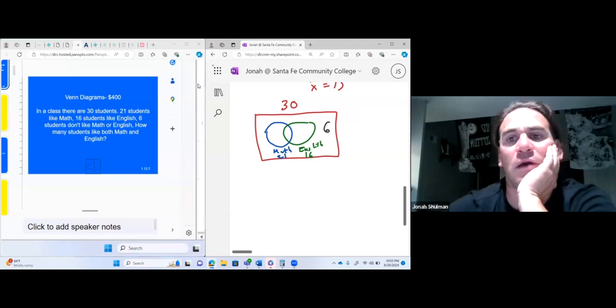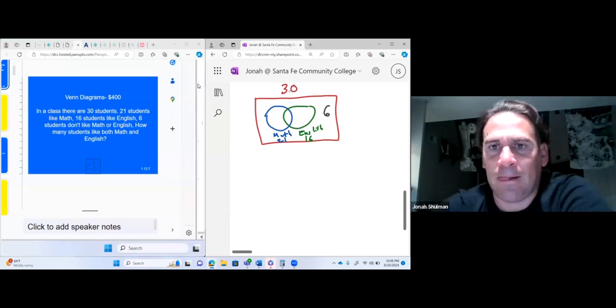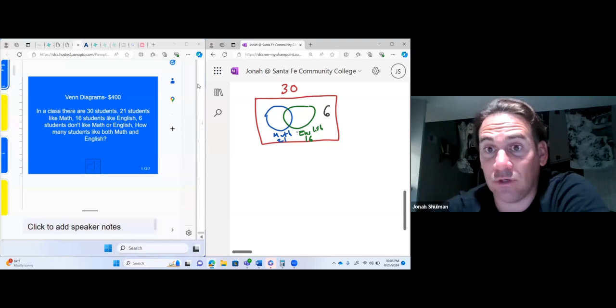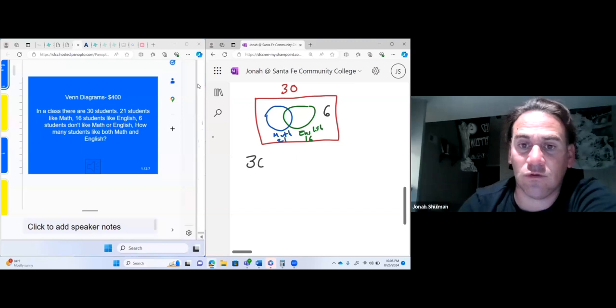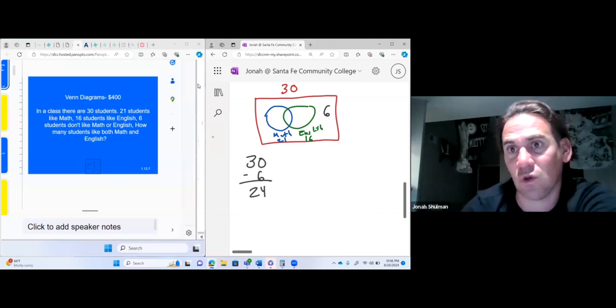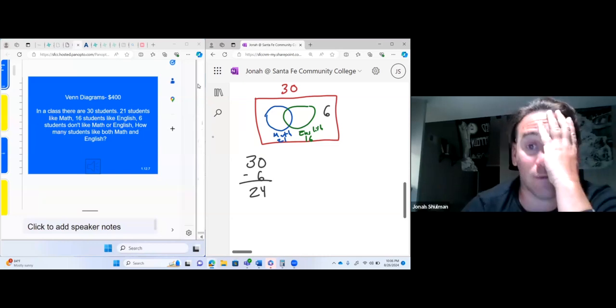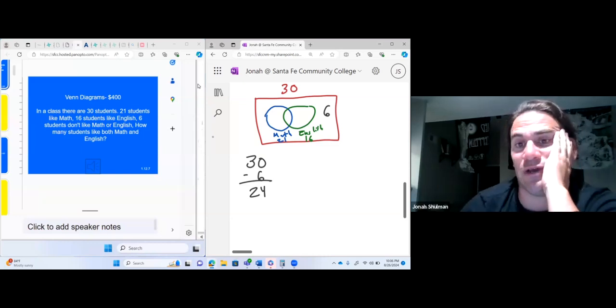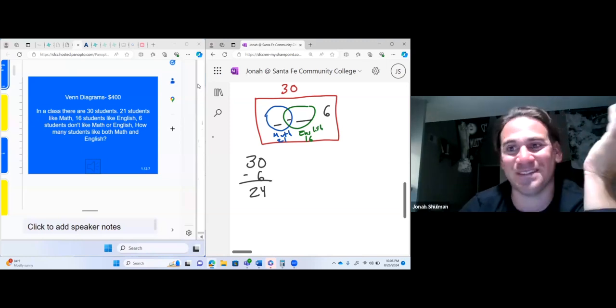So pretty much when you see a problem like this, this is what we have. I know this whole red box has to equal 30, and 6 are left out of these two circles. So my first step is to take that 30 total and minus 6. That's going to give me 24 to play with. That means this whole thing has to equal 24. The reason why it's tricky is we don't know how much is in here, here, or here. We don't know what's in what.